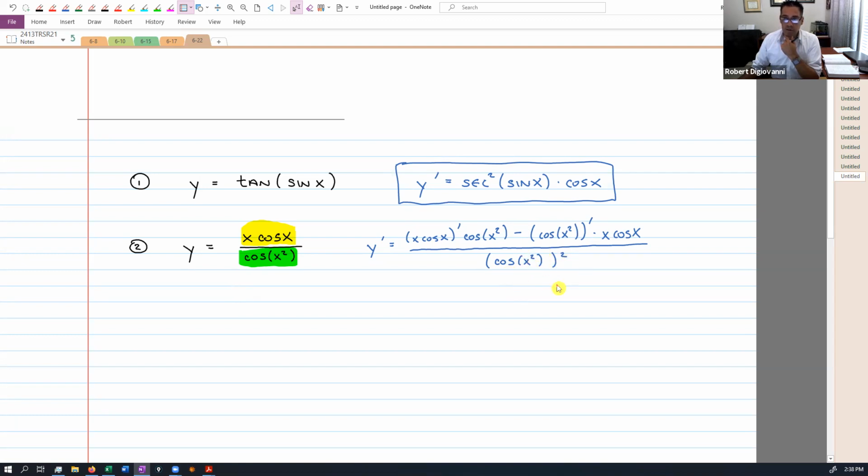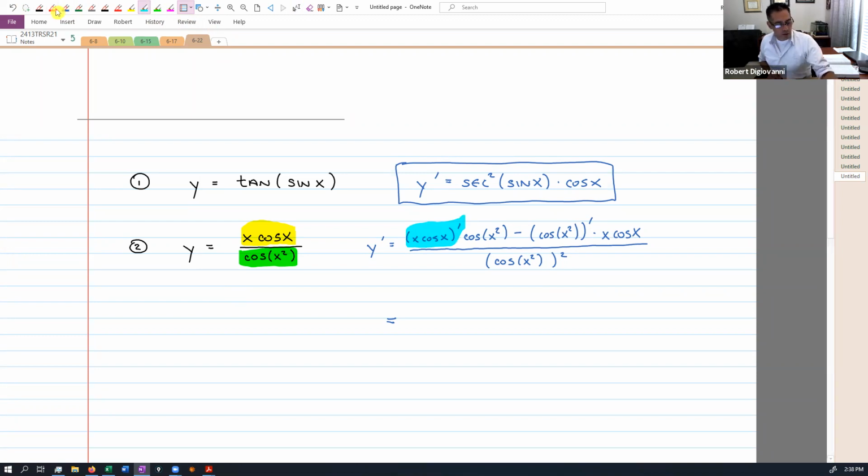That makes sense? Okay, now I'm going to continue. So now let me do this part in green. I need to take the derivative of that. I should maybe not use green, let me use blue. So I'm going to do the derivative of this blue part.